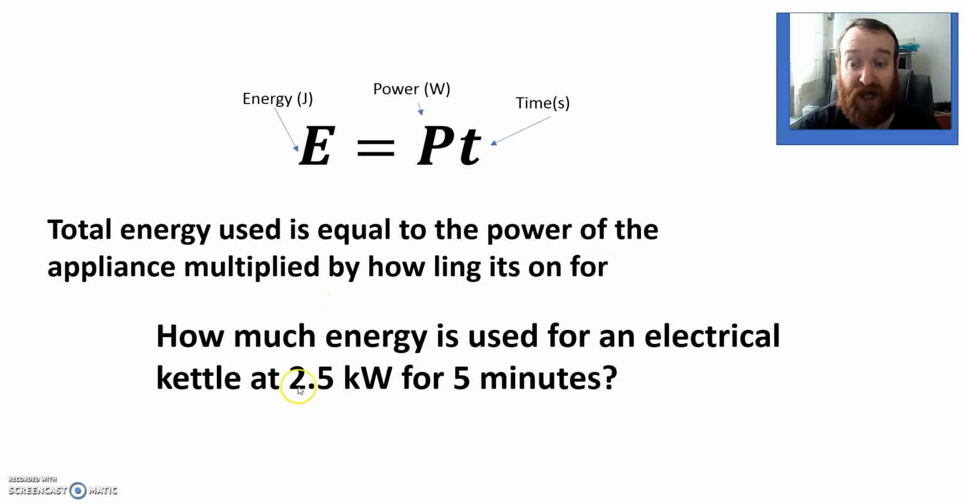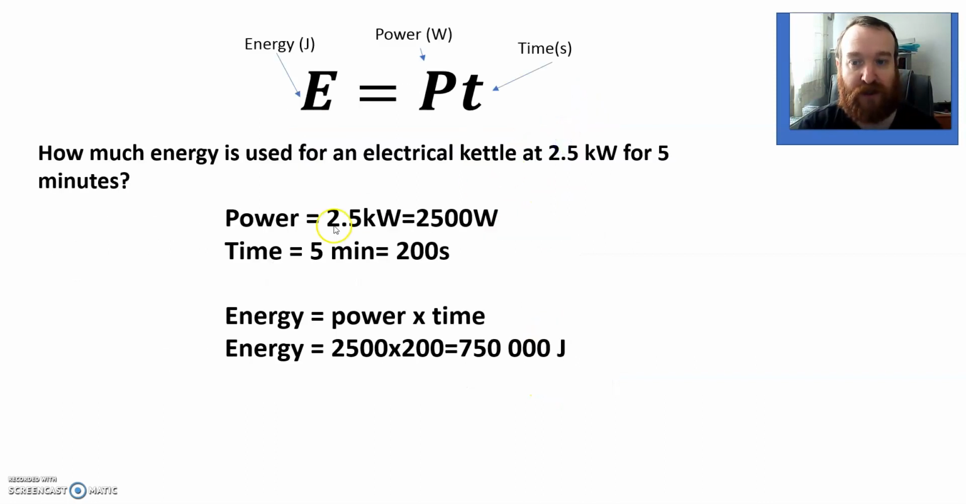Right, the trick is 2.5 kilowatts. You've got to convert the units. 5 minutes, got to work in seconds. You've got to change those units. So 2.5 kilowatts is 2,500 watts. The time is 5 minutes or 300 seconds. Okay, and then we just times those two things together. 2,500 multiplied by 300 gives me 750,000 joules.